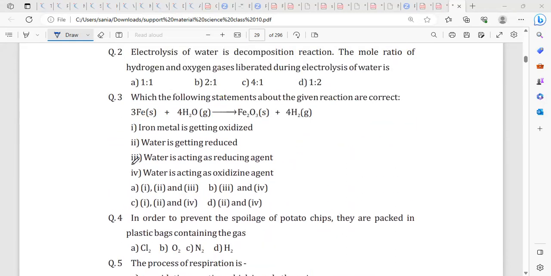So this one, C: first, second, and fourth. Iron metal is getting oxidized. How is iron getting oxidized, right? And then these are correct. So first and then second, metals are getting reduced. You can see metals are getting reduced.